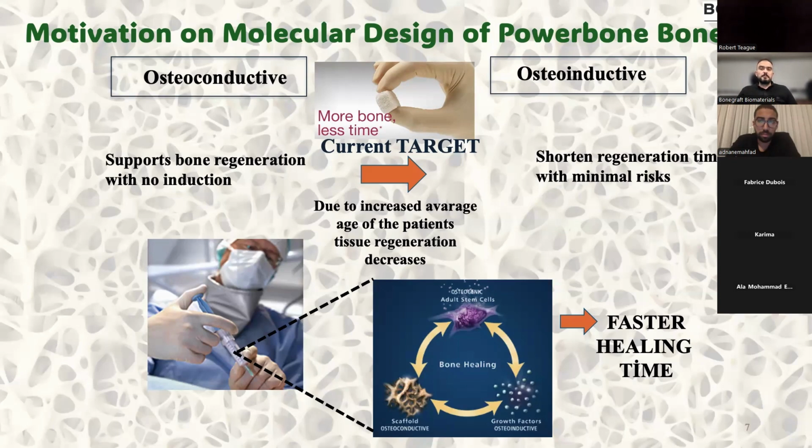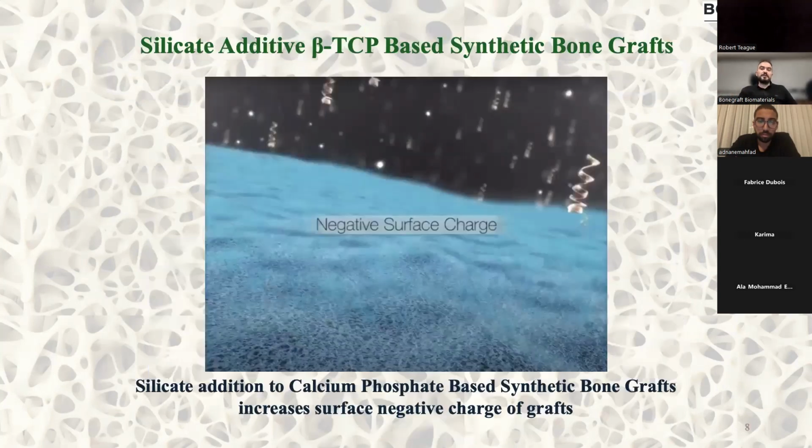But biological influence wise, beta-tricalcium phosphate is not that osteoinductive. So that's why we added 1 mass weight percent of silicate in our molecular formulation, to enhance the regeneration of bone. I'll show in the slides. First, why are we adding this silicon dioxide, silicate, into the graft material? What would be the purpose of it?